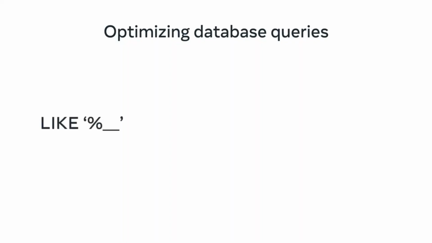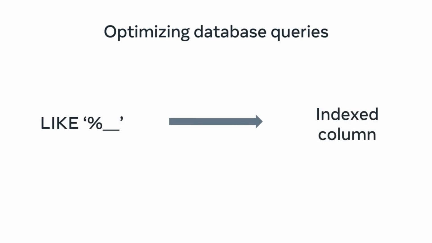Using a leading wildcard on predicates can also lead to a slowdown in the database. An example of this is using patterns that begin with a wildcard when combining the like operator in the where clause. MySQL can't make use of an index in a column during a search when it's matched against a pattern with a leading wildcard.